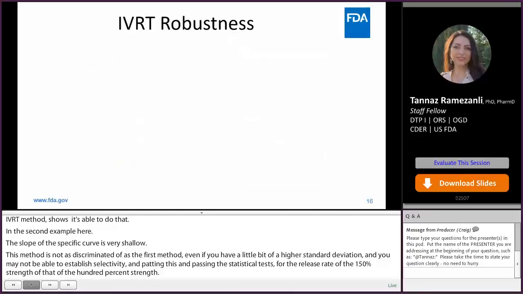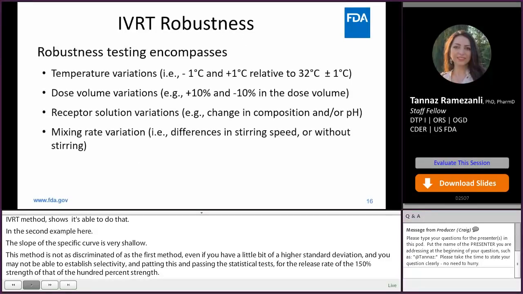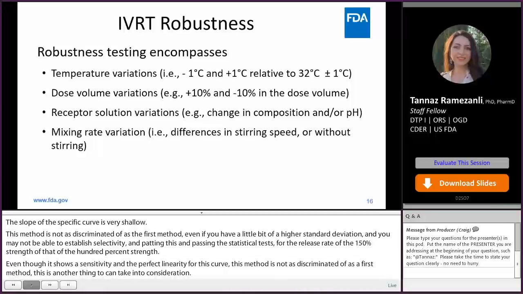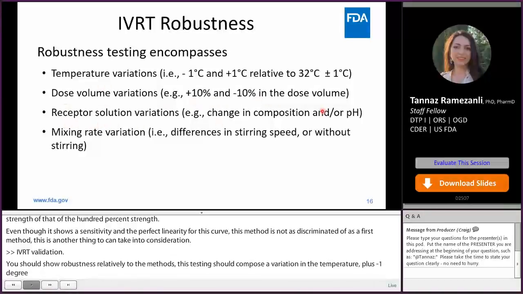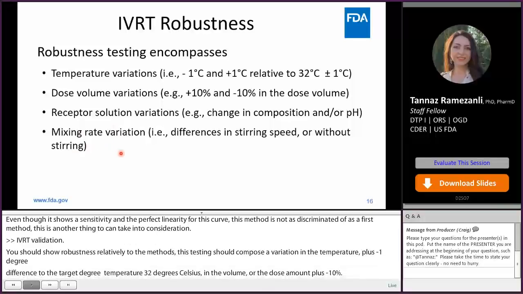So as part of IVRT validation, you should be able to show that the IVRT method is robust to small variations relative to the method parameters and apparatus. Robustness testing may encompass variation in the temperature, for example, plus minus 1 degree compared to the target temperature, which is 32 degrees Celsius. Variations in the dose volume or dose amount, for example, plus minus 10% difference in the dose volume. Variations in the receptor solution composition and pH, and variation in the mixing rate if the apparatus allows for that.